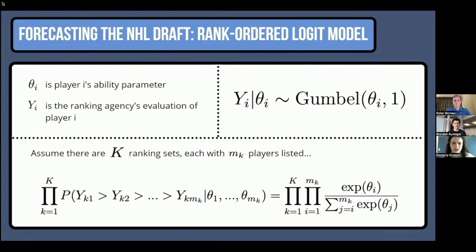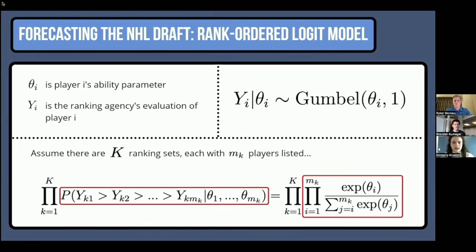To obtain the selection probabilities described previously, a key assumption is that conditional on the player's ability, theta I, the underlying evaluation yi follows a Gumbel distribution centered at theta I with scale 1. And this produces the likelihood shown at the bottom. Let's denote the number of ranking sets by big K and the number of players in ranking set K by mk. If within each ranking set we index the players from 1 to mk in the order of their selection, the likelihood can be written in the form on the left-hand side as the product across all ranking sets of the probability of observing that ranking set, given the abilities theta.